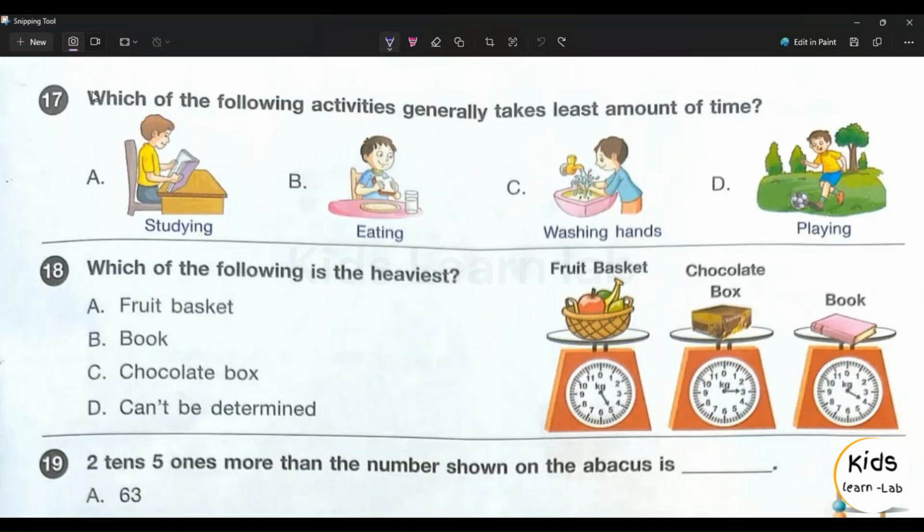17th question, which of the following activities generally takes least amount of time? Studying, eating, washing hands, playing. So washing hands takes less amount of time. So option C is the right answer.